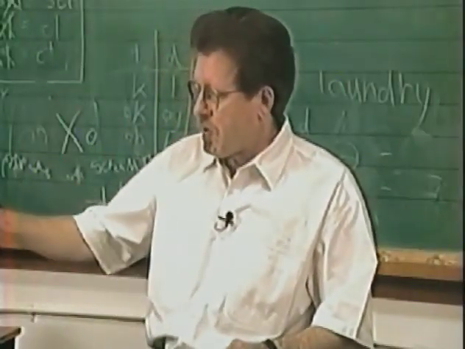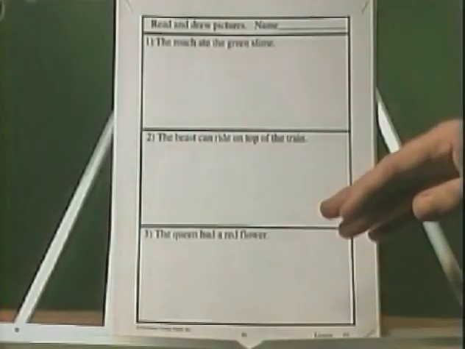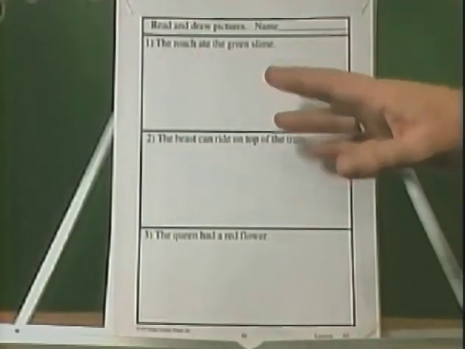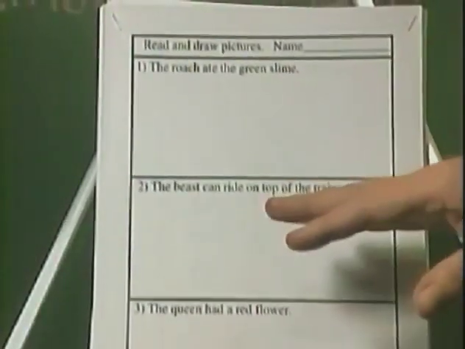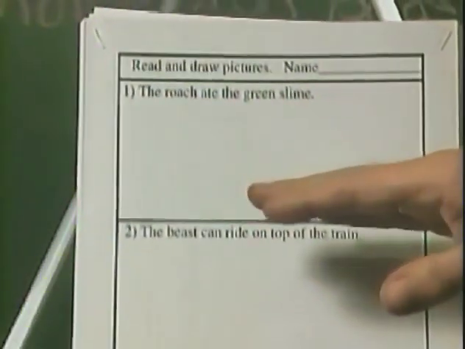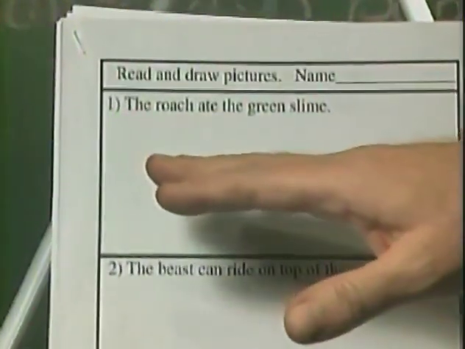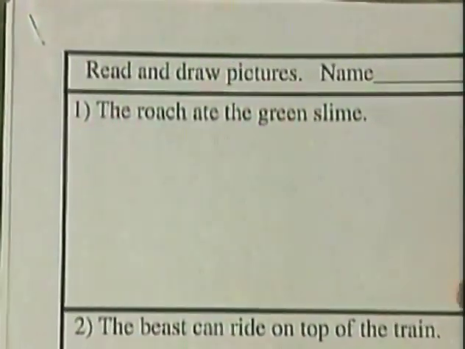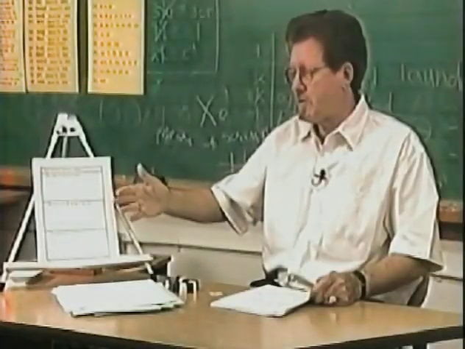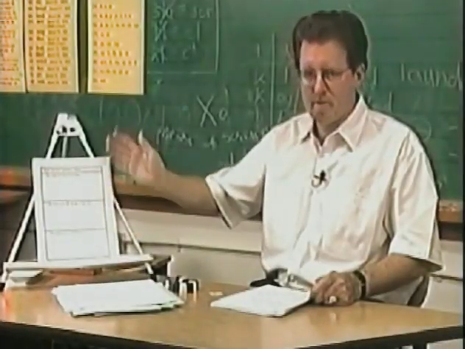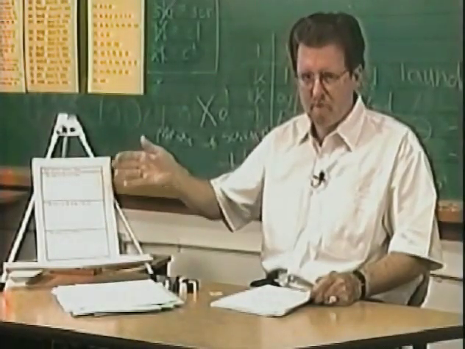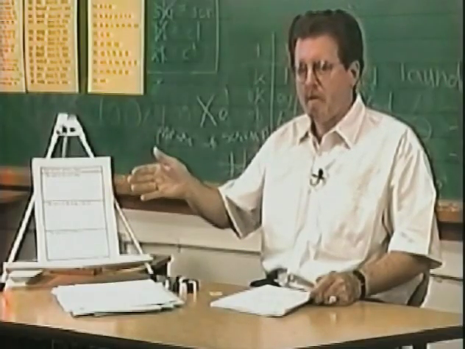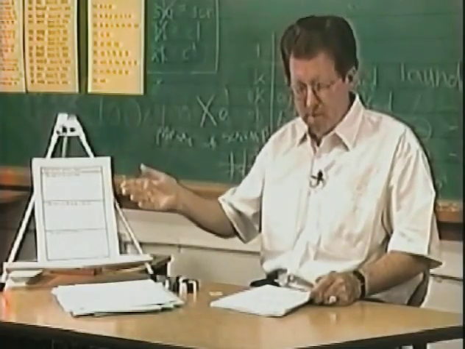Now let me talk about homework. About every 6 lessons, there is a drawing homework page. And the students can read all these words by this lesson. So they just read what it says on the line, the roach ate the green slime, and they draw a picture of it, okay? Now, this is totally optional for older students, but younger students love this stuff, and they're always going to want to draw it. So it's definitely there for younger students. Now, again, you can do this in class, or you can send it home.